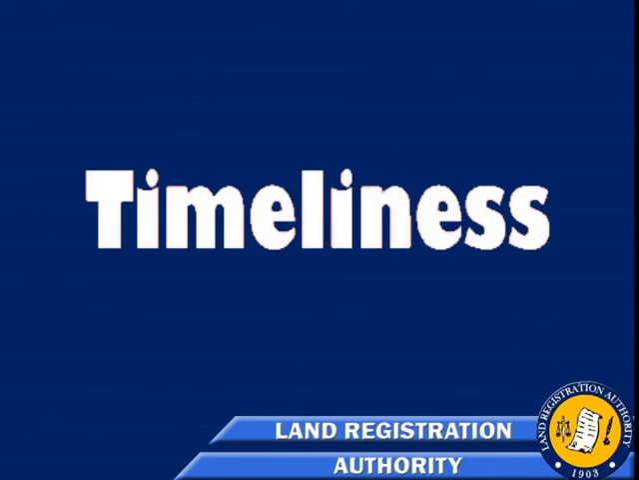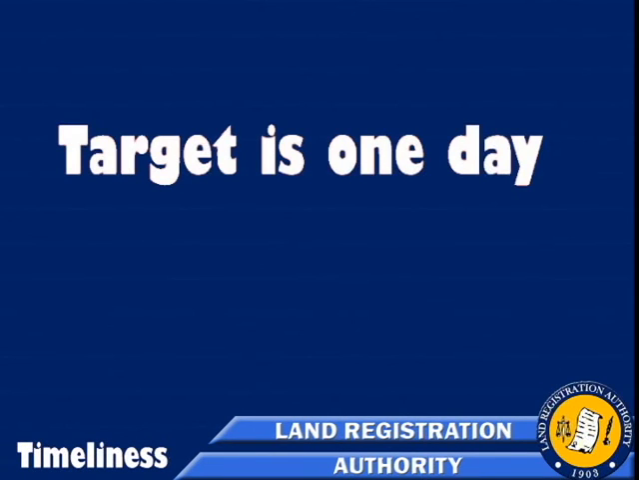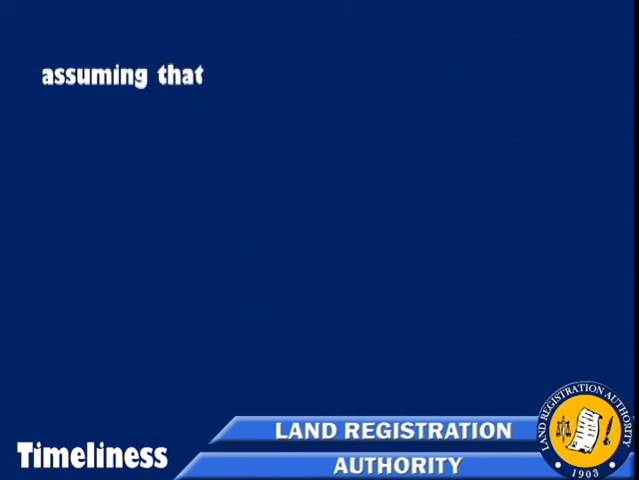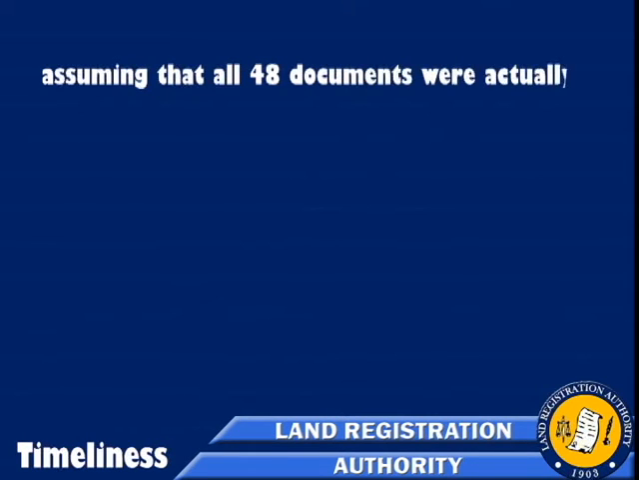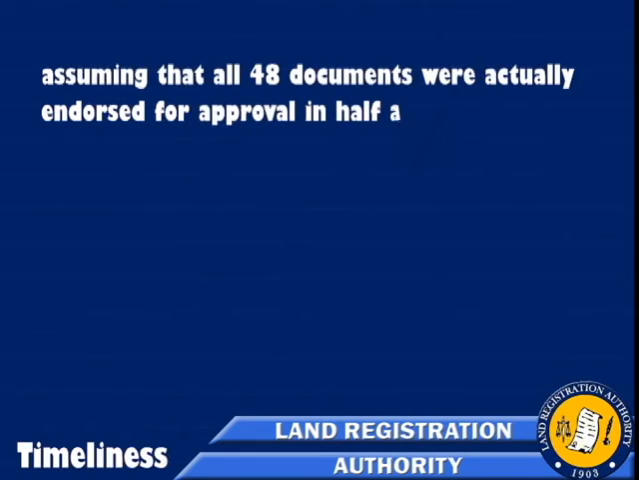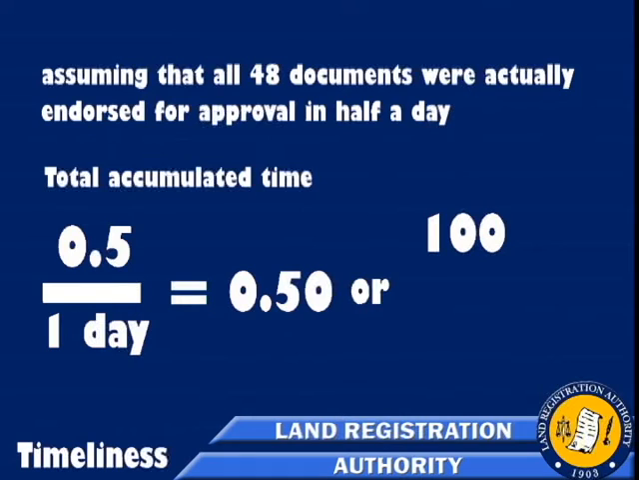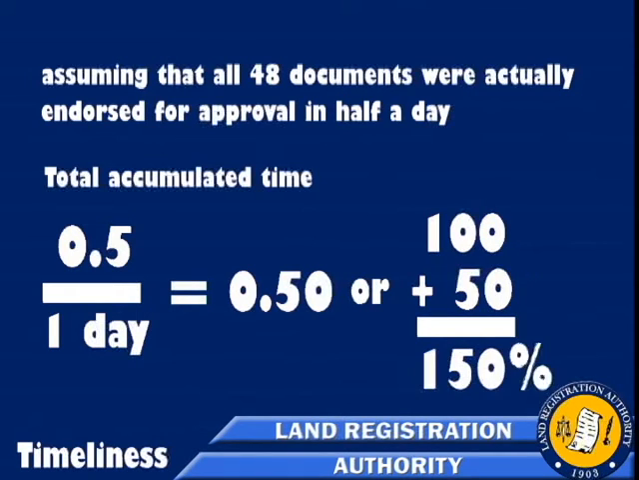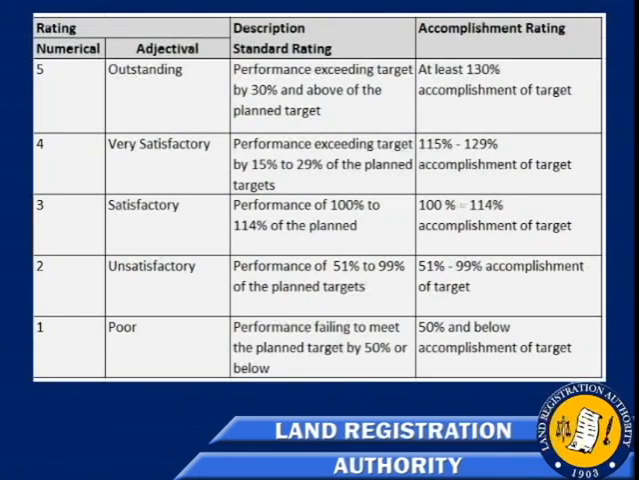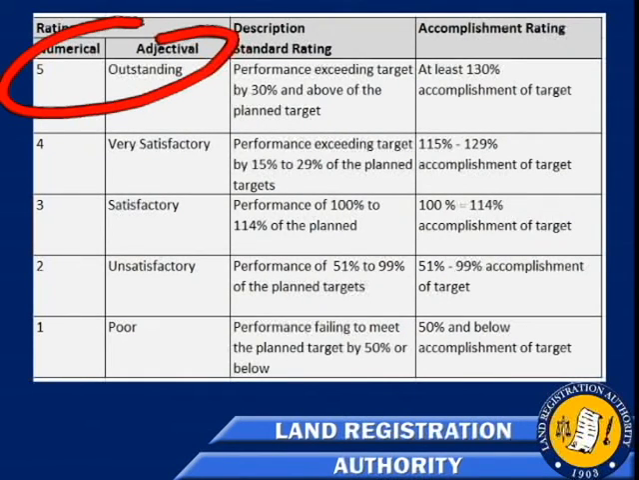Let's look at the timeliness. The target is 1 day. Assuming that all 48 documents were actually endorsed for approval in half a day, the total accumulated time, therefore, is 0.5 divided by 1 day, which is equal to 0.50, or 100 plus 50 is 150%. Therefore, the accomplishment rate is 150%, and its equivalent numerical rating is 5 and the adjectival is outstanding.